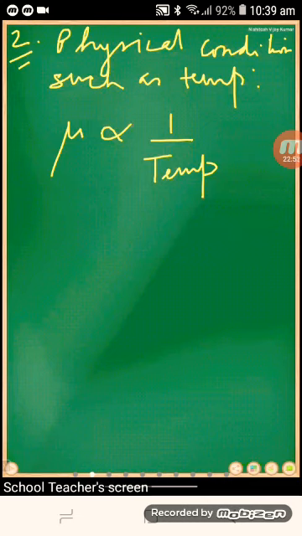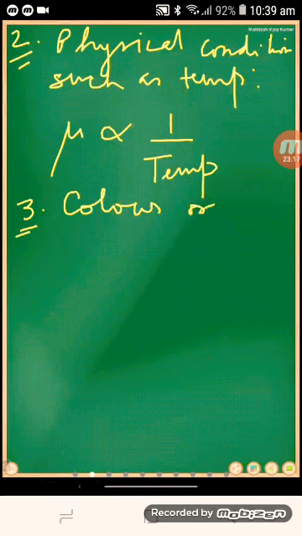So you can say that if a light is traveling from a cooler to a warmer region, the refractive index of the light is going to decrease, whereas from warmer to cooler, the refractive index is going to increase. The third factor which we are considering is the color or wavelength of the light.